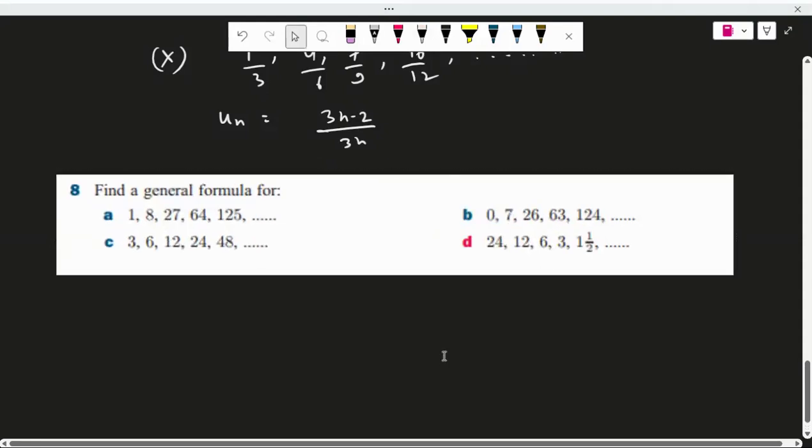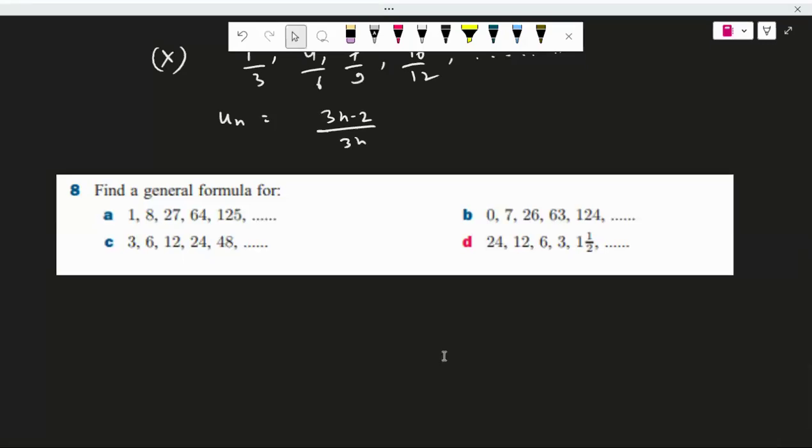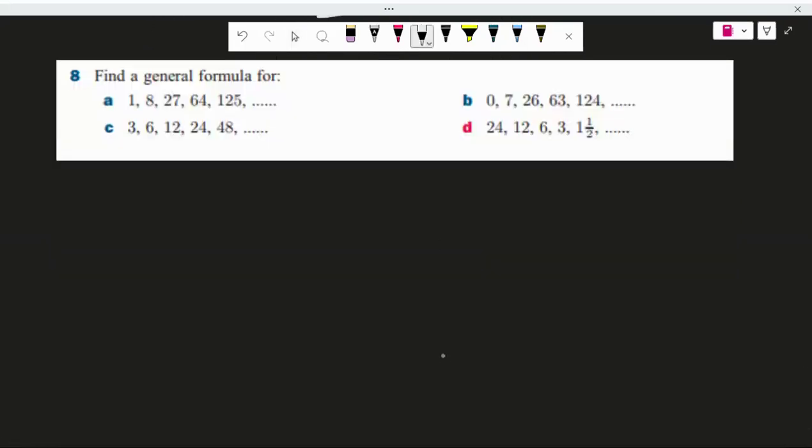Find the general formula for each of them. We'll be doing these 4 questions, 4 parts, and then we will be moving to the geometric sequence. Tell me the answer for the first one, A part. It's quite easy. It's just n cubed. 1 cube, 2 cube, 3 cube, 4 cube, and so on.